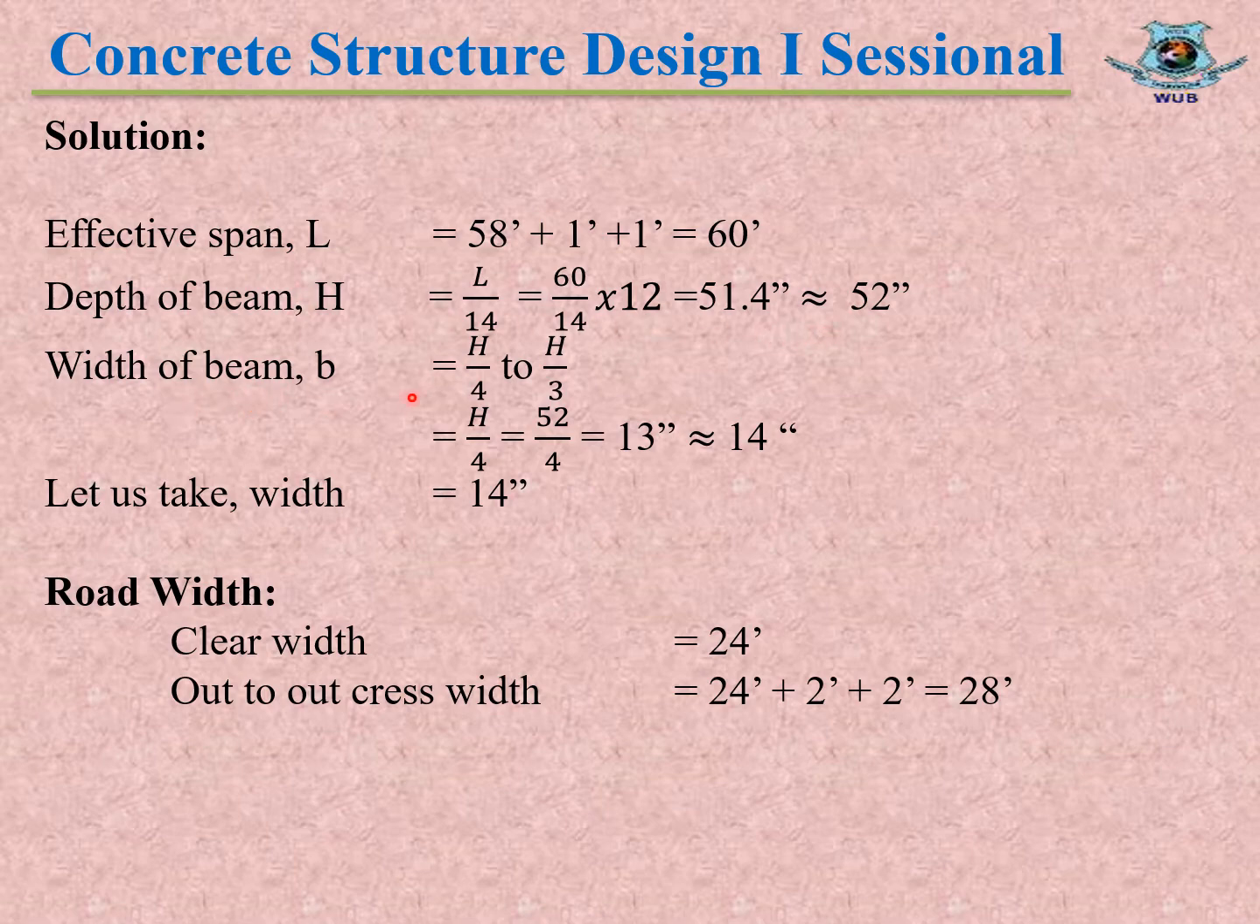Width of beam B equal to H by 4 to H by 3, where H is the depth of beam equal to 52 inch. We took width of beam as H by 4 and it becomes 14 inch. Road width, clear width equal to 24 feet given in question data. Out to out cross width equal to 24 feet plus 2 feet plus 2 feet equal to 28 feet. Here 2 feet is the width of walkway.